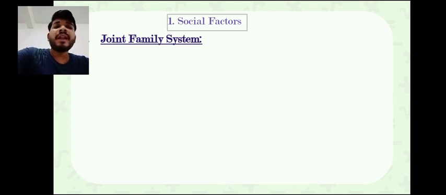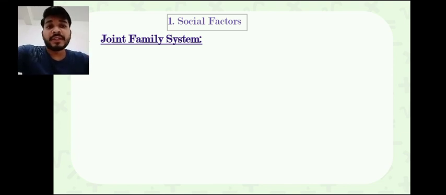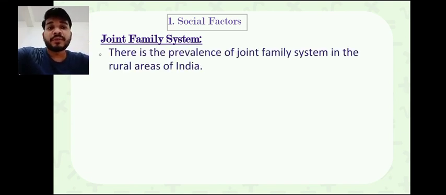Then the last factor in the social category is the joint family system. Many of you must be living in a joint family system. What do you observe in the joint family system? I live in a nuclear family, that is parents and me, but many families live in a joint family system. When there is a joint family system, taking care of the children being born becomes very easy. There are grandparents, uncles, aunties, different relatives all together. So the burden of the child is reduced.